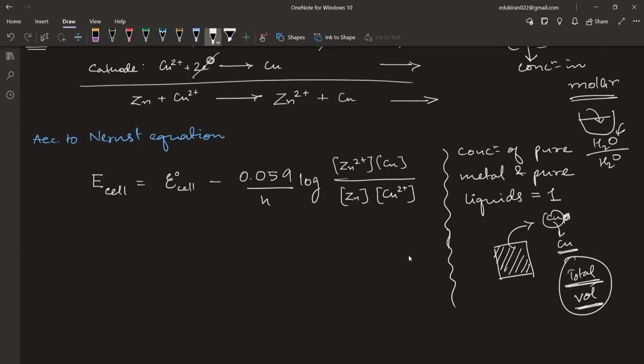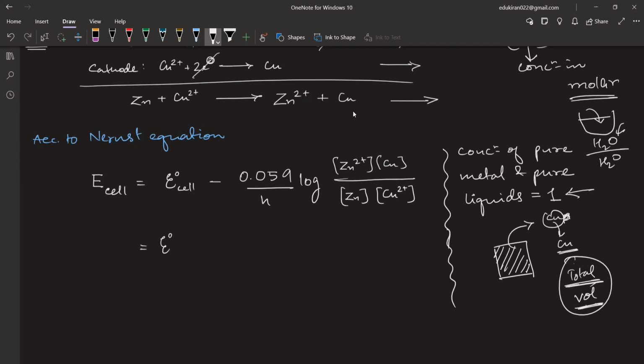That is why whenever you have pure metal or pure liquid, then the concentration is taken as 1. Is that clear? Yes or no now? Tell me. Yes. Since we have pure, right? If it is pure, Wafia, what about you? Yes, sir. Okay.